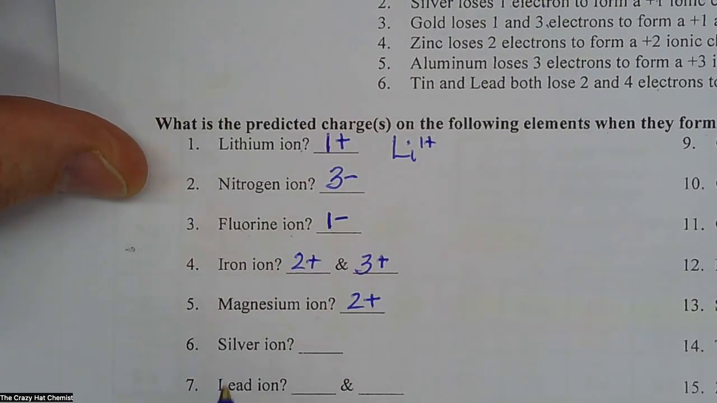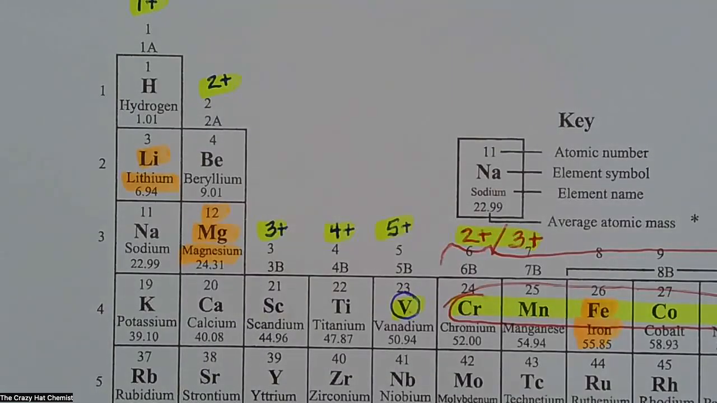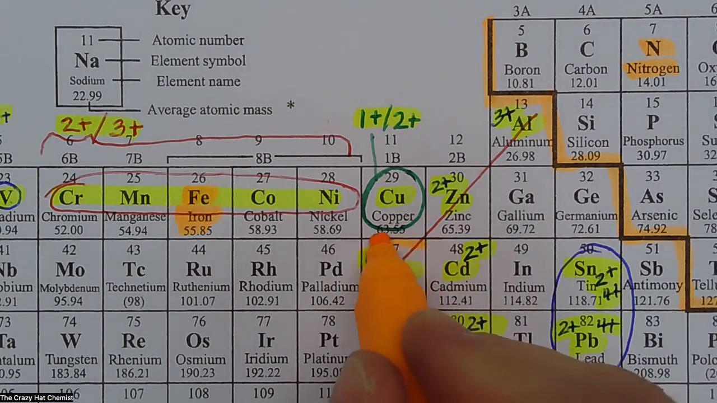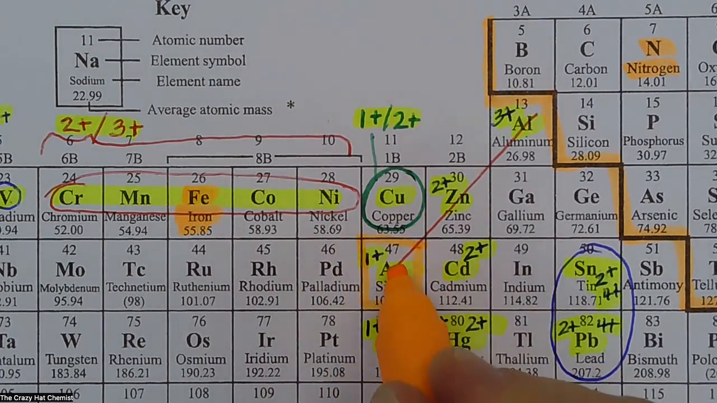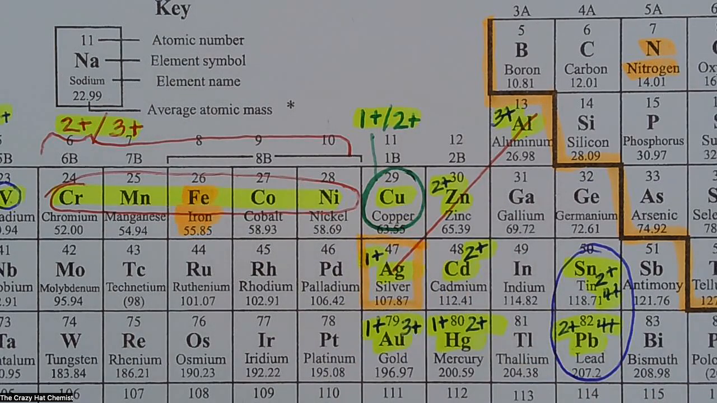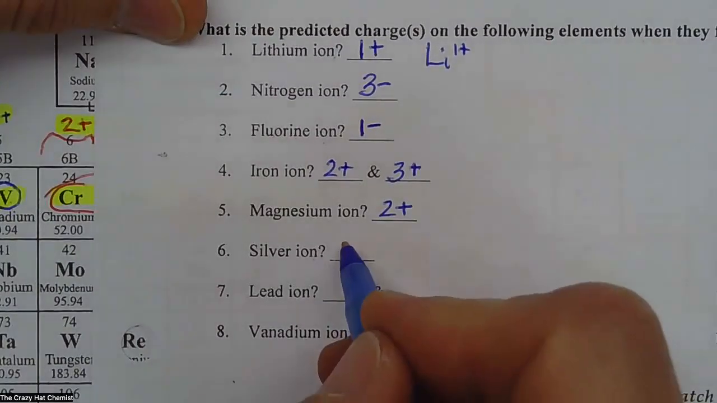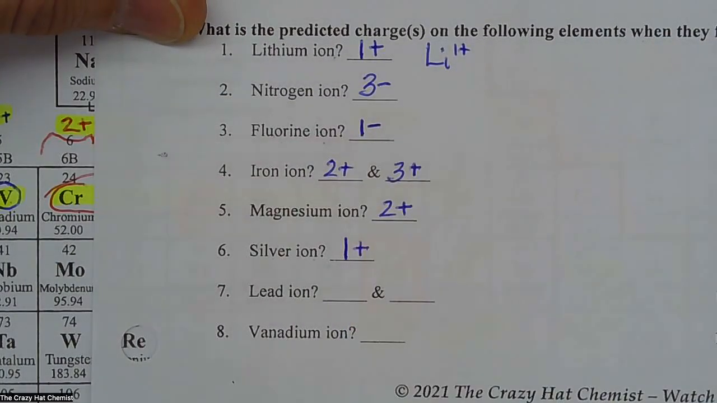Perfect. Then the next one is silver ion, and silver, we're going to slide this on over. Hopefully you're not getting dizzy here with me, folks. And this is the silver, and it's a 1+ ion. This goes in this diagonal pattern with silver, zinc, and aluminum. So silver ion is right here at a 1+ charge.